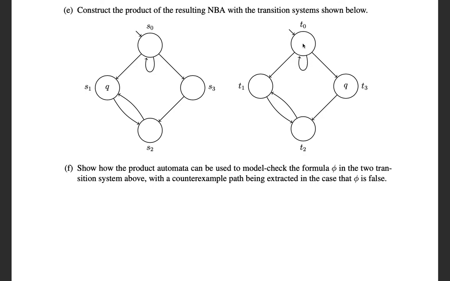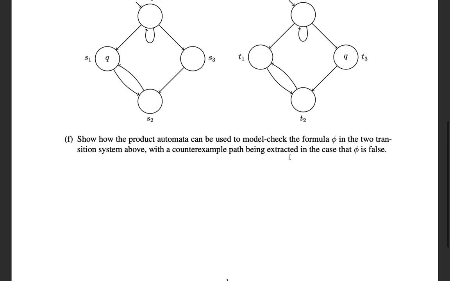So there is some point in the future, whatever run we take, from which Q will never hold again. Either we go around this loop, or one way or the other we end up eventually going to this loop, and in either case, from some point in the future, Q will never hold again.